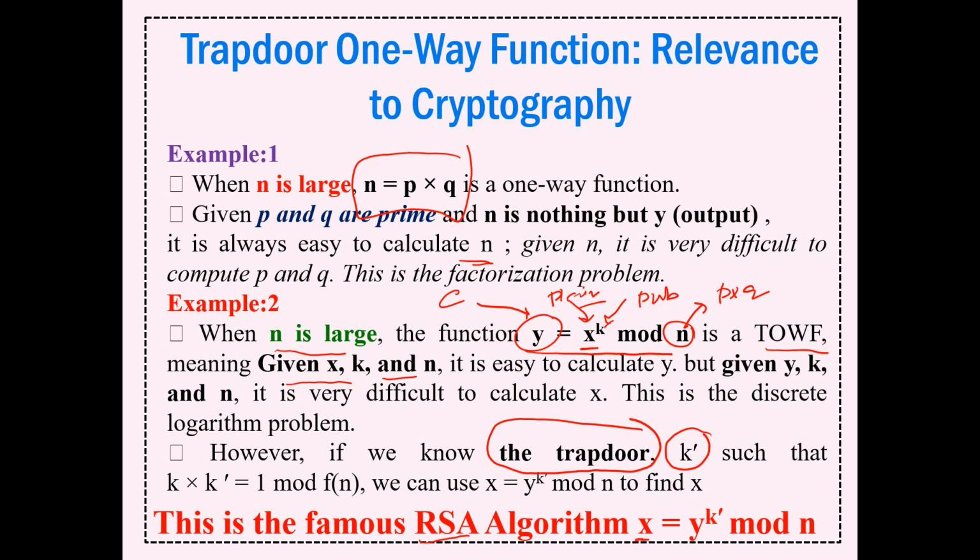If this is the case, y equals x to the power k mod n, where y is my ciphertext, x is my plain text, k is the public key which is known to all, and n is p multiplied by q. With this we can generate y quite easily. Suppose from this you want to find out x. Given y, k and n, it is very difficult to calculate x. So you cannot do it.